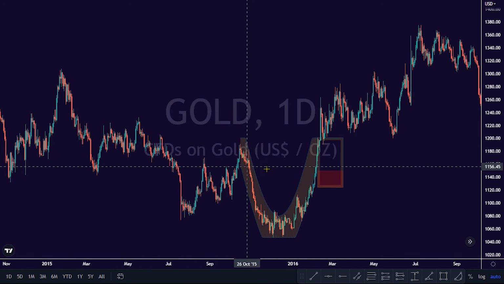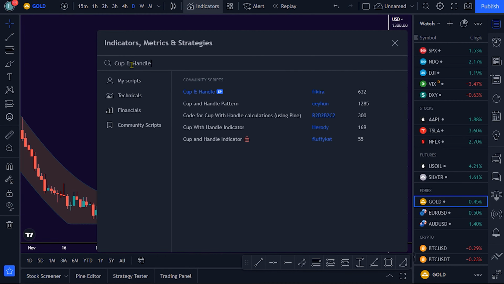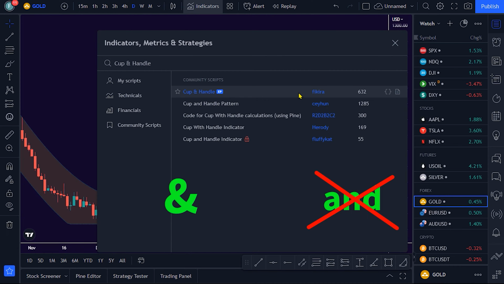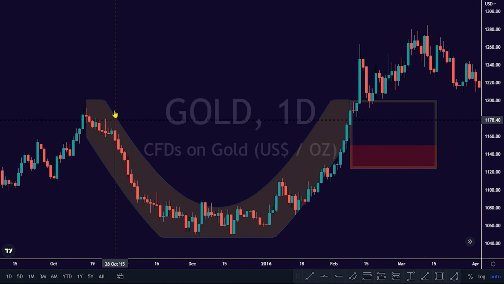To apply this indicator on the trading chart, search the keyword cup and handle in the indicator search box. Make sure to use the ampersand symbol for your AND. Don't use the regular word AND. Select the cup and handle EP version by FxDailyReport. Here's the indicator on our trading chart.